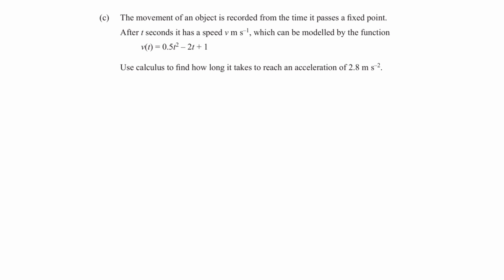Moving on to question 1c. As we can see here, it looks like we've got an equation of motion, so we most probably need to carry out some calculus to find what we're looking for. So the question goes like this. The movement of an object is recorded from the time it passes a fixed point. After t seconds, it has a speed of v meters per second, which can be modeled by the function v(t) = 0.5t² - 2t + 1. Use calculus to find how long it takes to reach an acceleration of 2.85 meters per second squared.